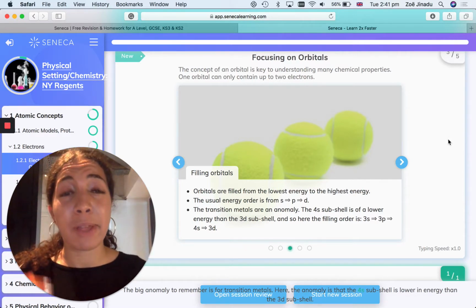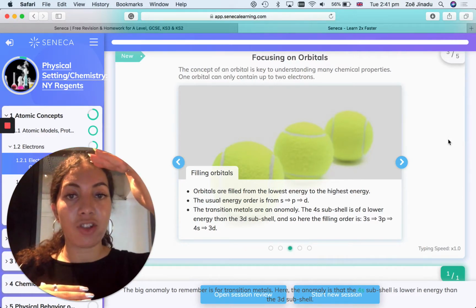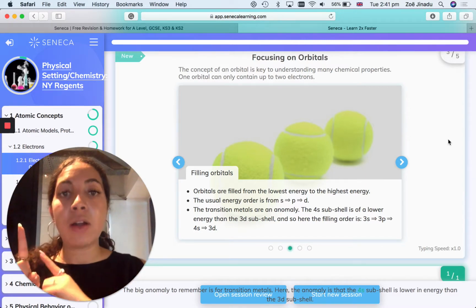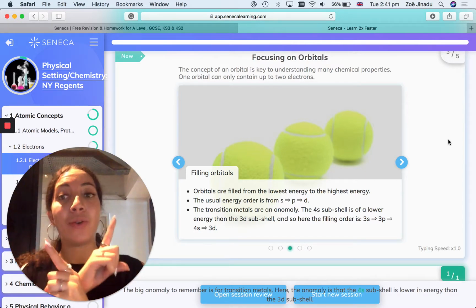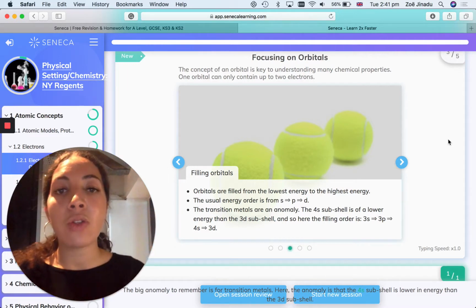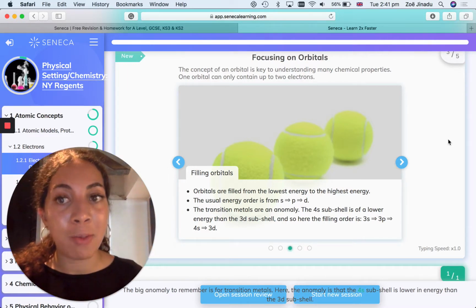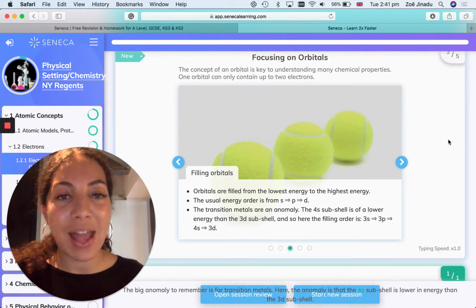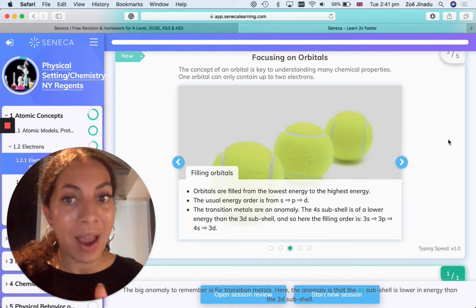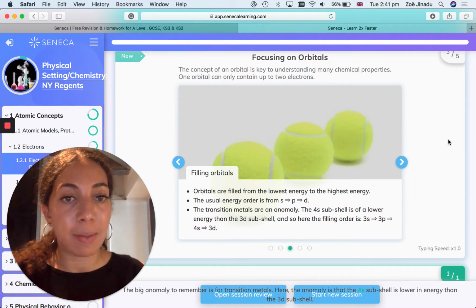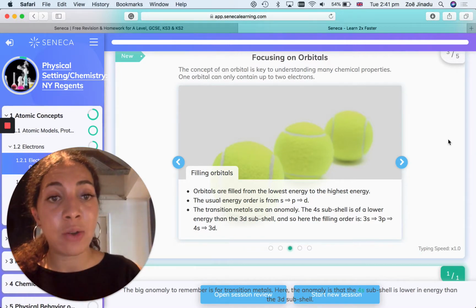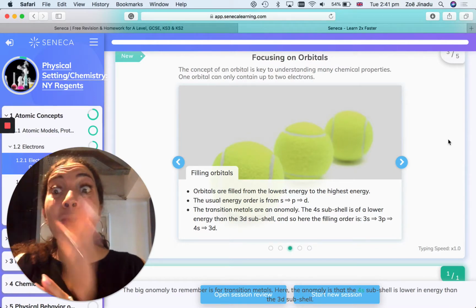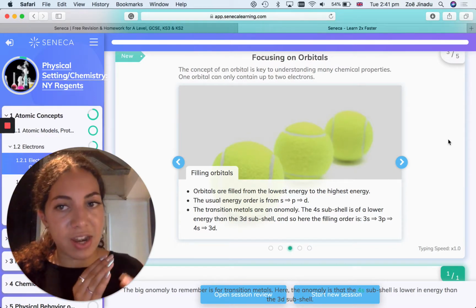Orbitals are filled from the lowest energy to the highest energy, and the usual energy order goes from S, lowest, to P, higher, to D, even higher. The transition metals are an anomaly, because it was never going to be that easy, was it? The 4S subshell is of a lower energy than the 3D subshell. And so here, the filling order is 3S, 3P, 4S, 3D.